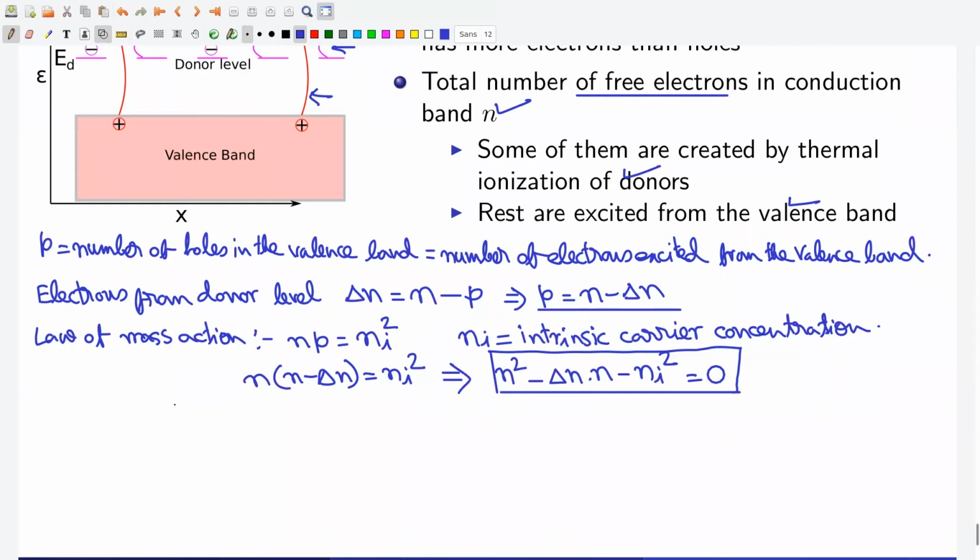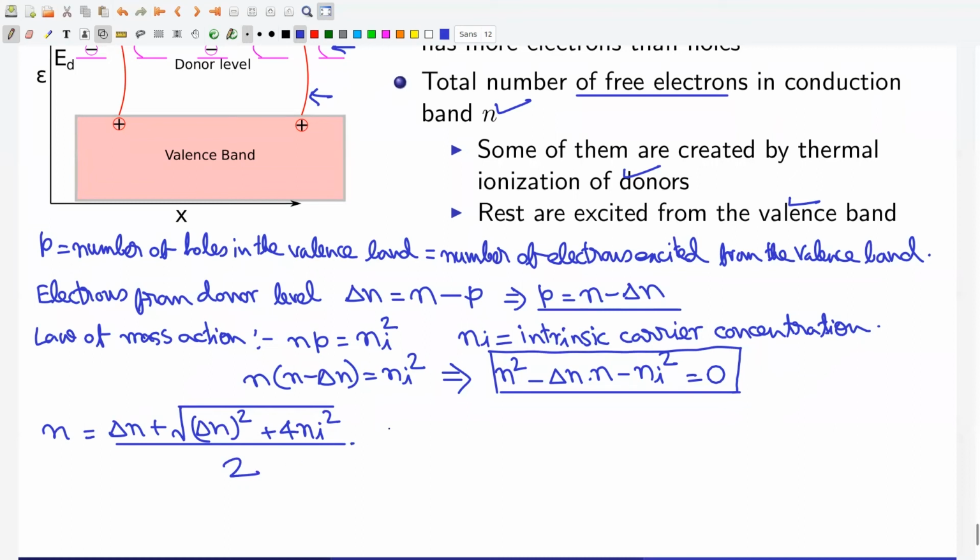Solving this equation, we get N is equal to delta N plus square root of delta N square plus 4 Ni square, divided by 2.